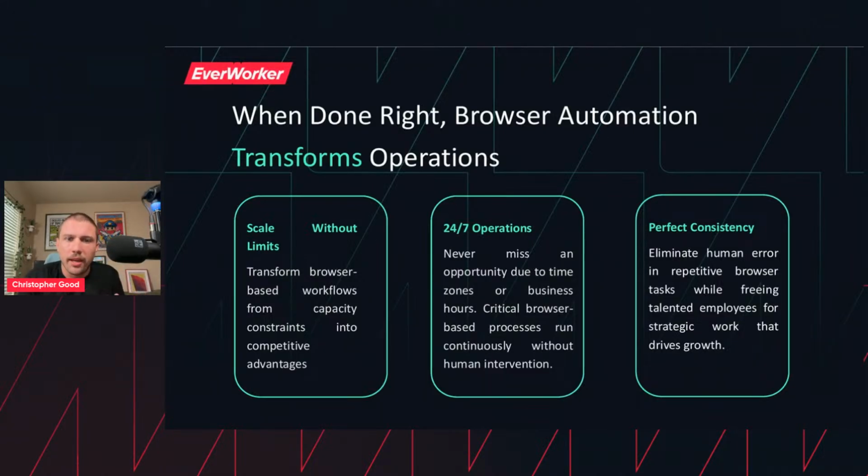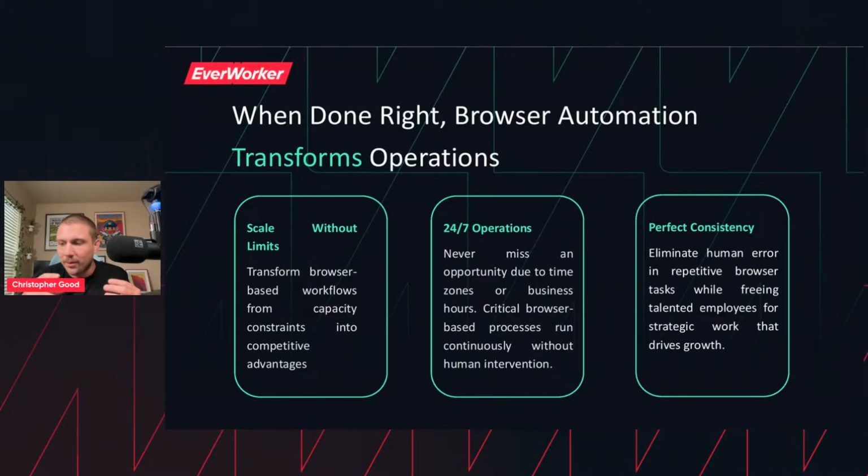When browser automation actually works, it delivers three critical business capabilities. First, you get scale without limits, right? You transform browser-based workflows from capacity constraints into competitive advantages. You can handle 10x the volume with the same team size. Second is 24/7 operations, right? You never miss an opportunity due to time zones or business hours.